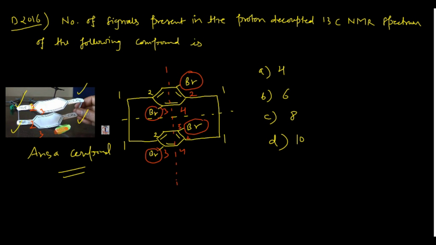So what I can do, I can write 3 here, and this carbon and this carbon would be the same. So I can write 4 here. And the same is true for the lower half, because the plane of symmetry is there. So I only have 4 different kinds of carbon. So in the carbon NMR spectrum, I must get only 4 signals.